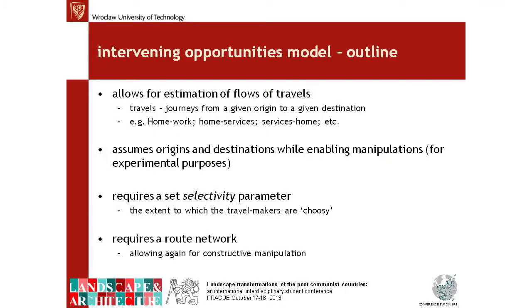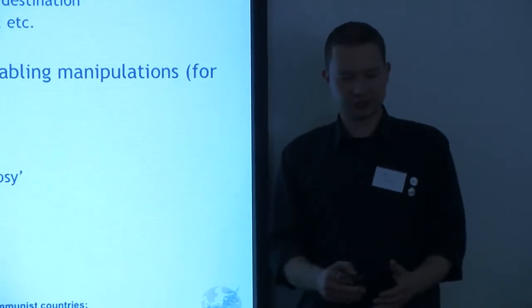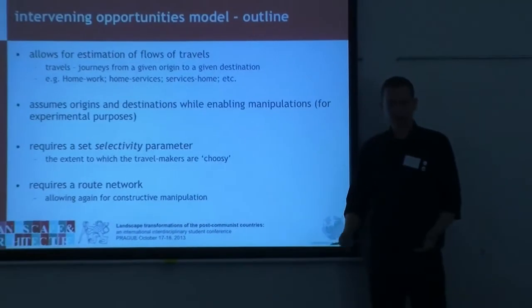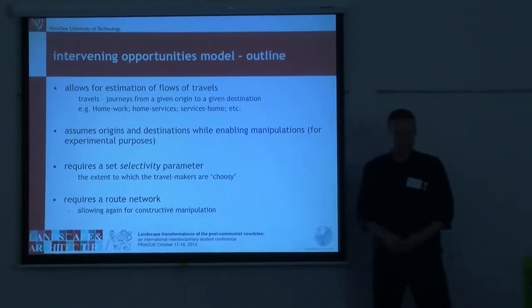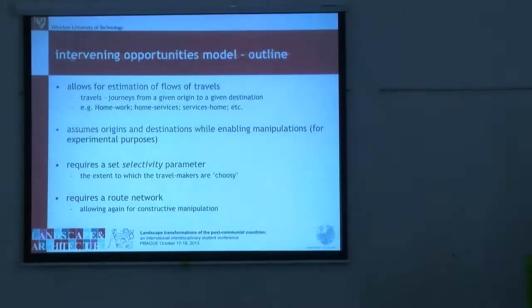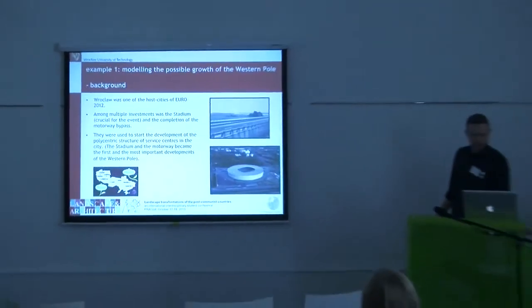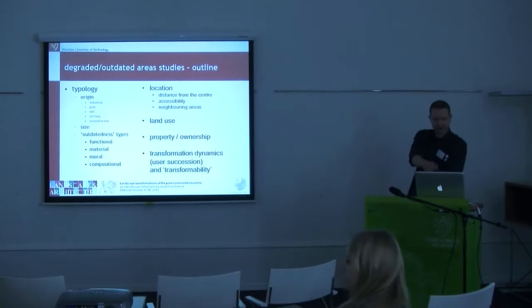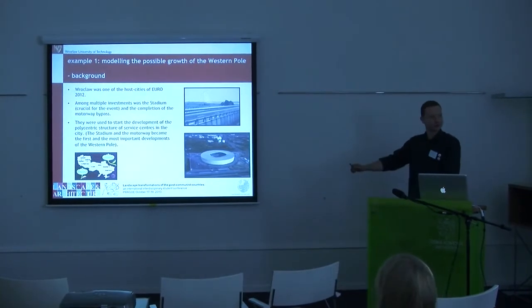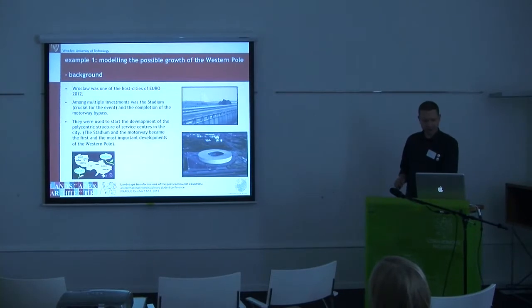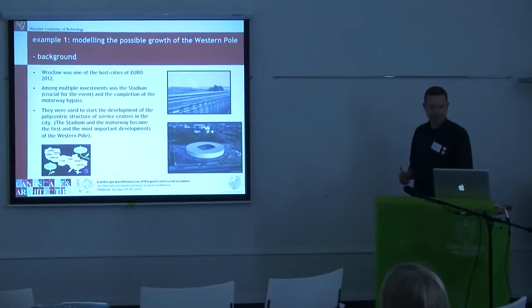Yes, and the model requires a route network, which, again, could be anything you want it to be. It could be simply streets, could be public transportation, railroads, or walking paths. Anything you want to work with. I will get back to this slide. I forgot to move it to the other half. It will be clearer if I stick with the intervening opportunities model for now.